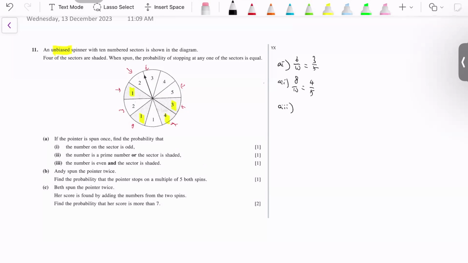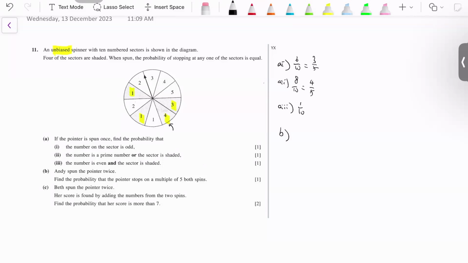Part 3. It says here the number is even and it's shaded, so it must be both even and shaded. We just look at those which are shaded and which of them are even. There is only one which is shaded and even. So in this case, it will be 1 out of 10.